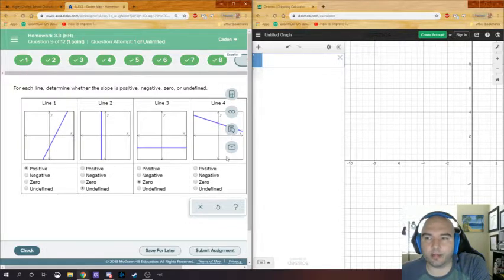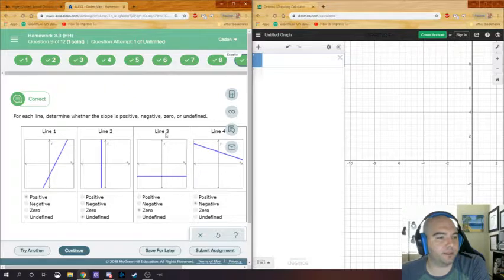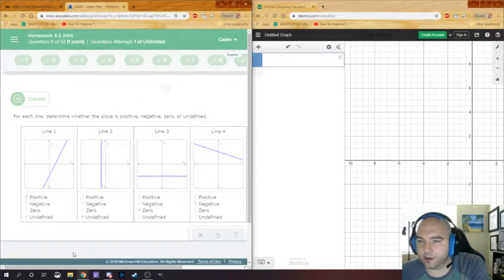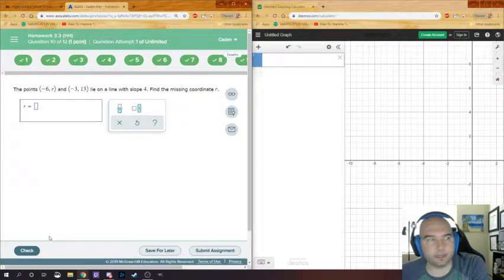Okay, last one is going down as it goes right, so that's a negative slope. So going up to the right is positive, down to the right, negative, flat, 0, undefined, up. This is in the notes, so refer to them, please.